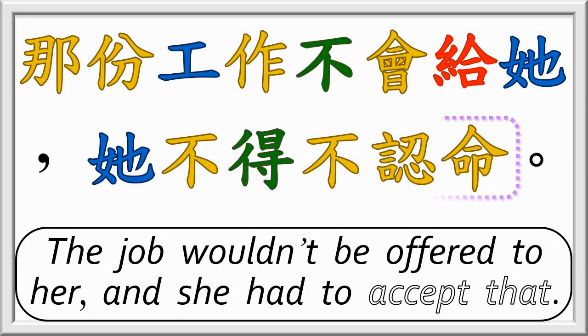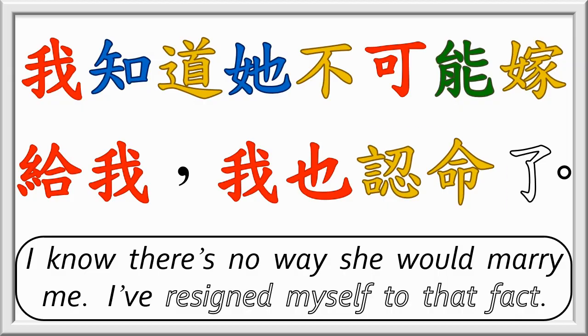Here are more examples of 认命。那份工作不会给他，他不得不认命。The job wouldn't be offered to her, and she had to accept that. Resigning oneself to one's fate sounds a bit too much like the person is about to die. Accepting or resigning oneself to a simple fact is a more appropriate English translation. 我知道她不可能嫁给我，我也认命了。I know there's no way she would marry me. I've resigned myself to that fact.